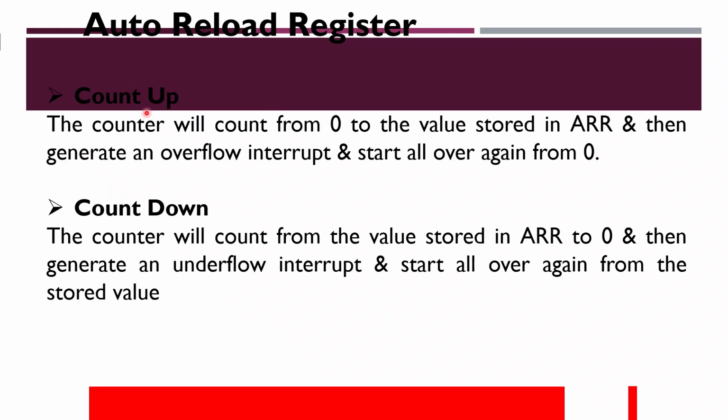So next, count up. What is the count up and countdown? Actually here for auto reload register we need to count. We need to use the counter and timer. So for the counter it is used as count up and countdown. Okay. So the counter will count from 0 to the value stored in ARR and then generates an overflow interrupt and starts all over again from 0. So from 0 onwards it is getting increased. So that is count up.